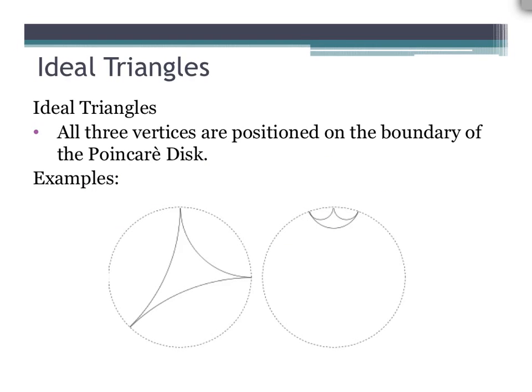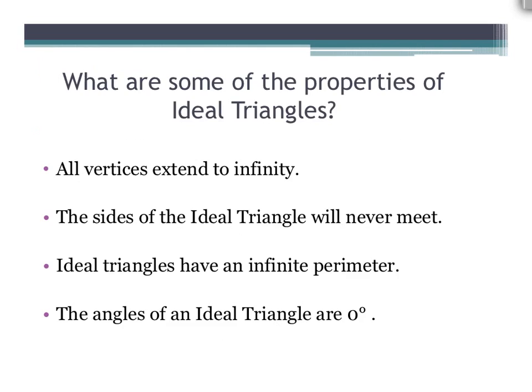When all three vertices of a hyperbolic triangle are positioned on the edge of the Poincare disk, they are called ideal triangles. The vertices of an ideal triangle extend to infinity. This constant extension also causes the sides of the ideal triangle to extend infinitely. Therefore, the sides of the triangle will never meet. The sides will only move closer together infinitely, creating an infinite perimeter.